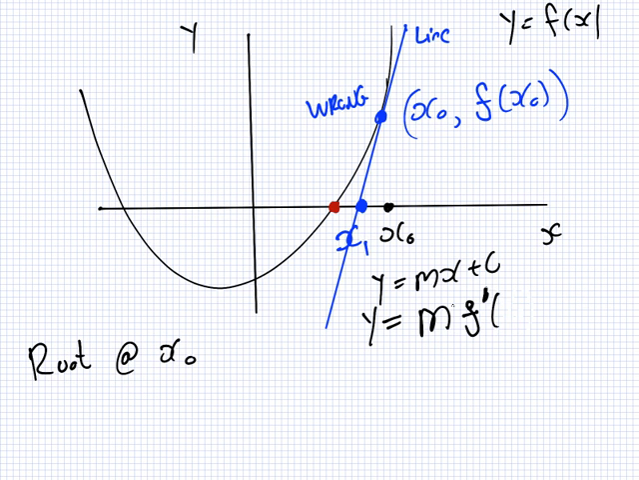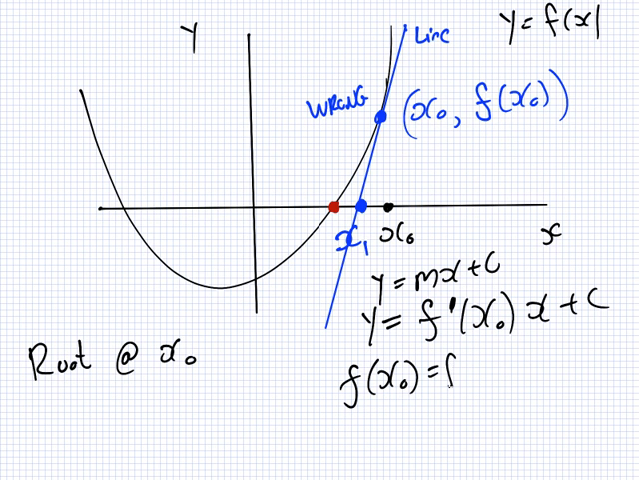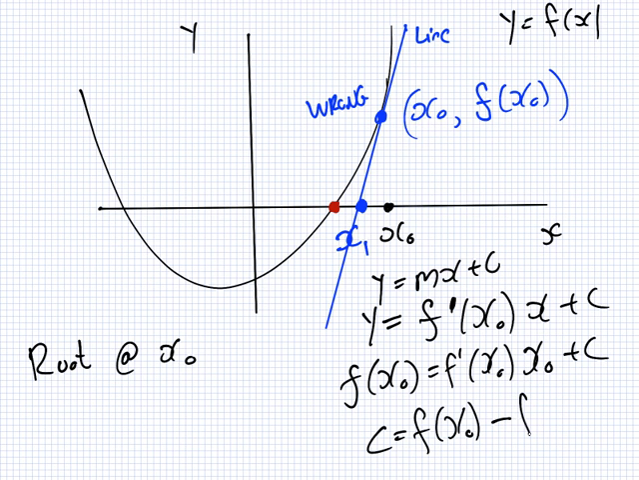Oh, sorry, I meant that's the m. Yeah. f'(x0) x plus c. Okay, we need to find the c. How do we find the c? From the point. Do we have a point? We do. We have this point. So we have f(x0) equals f'(x0) x0 plus c. So c equals f(x0) minus f'(x0) x0.